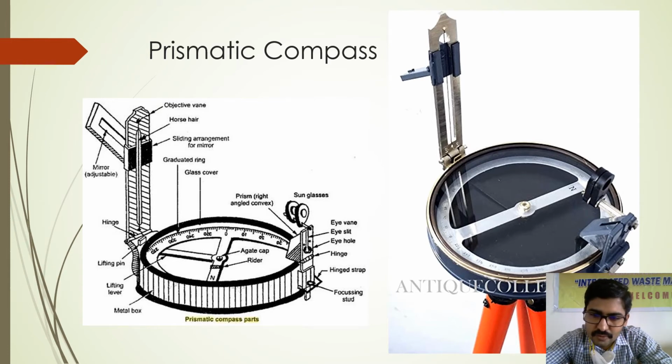So about the compass, what you have is the magnetic needle, graduated circle, eye vein and object vein. All these things are framed within a compass box, and this box will have a glass cover, so that the magnetic property of the magnetic needle cannot be lost.